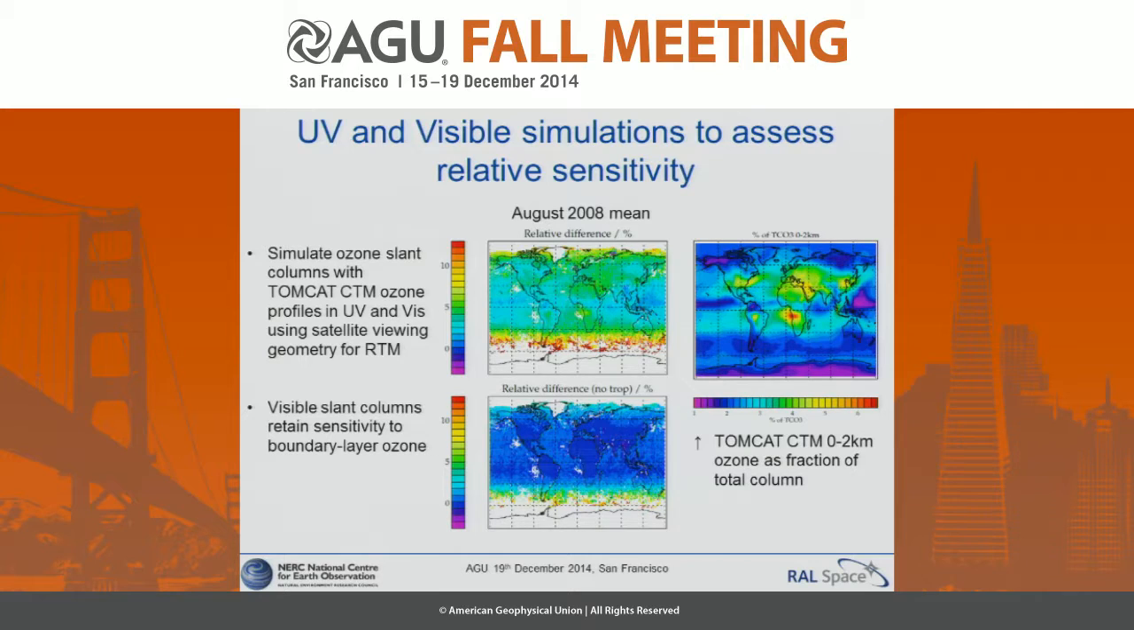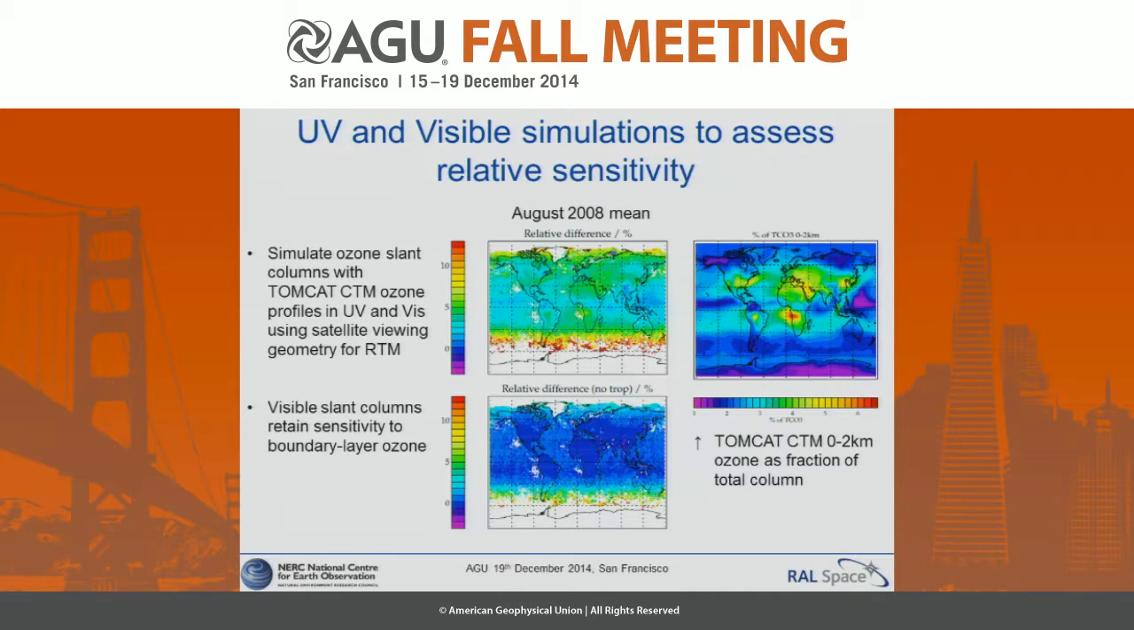What you can do is simulate the slant columns in the UV and the visible, and then look at their differences. So here we have, using Tomcat profiles, so this is model profiles using the instrument viewing geometry and the surface albedo, you simulate these two slant columns and then you look at the difference. And what you can see is that the differences between the slant columns do start to describe really the differences in the boundary layer.